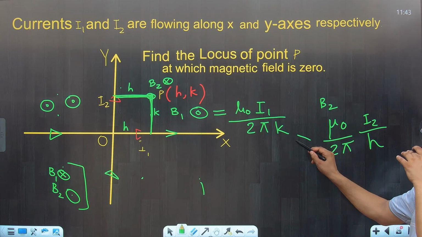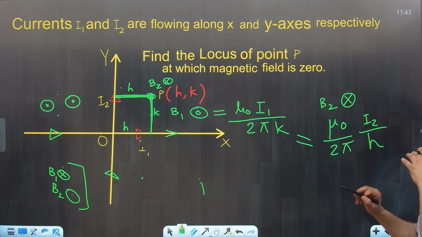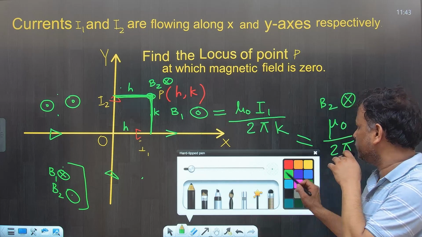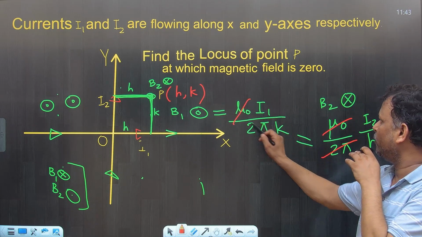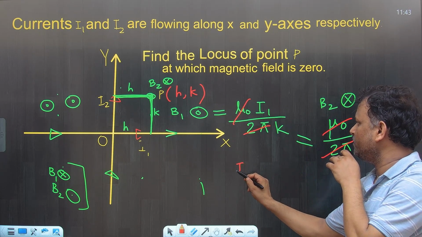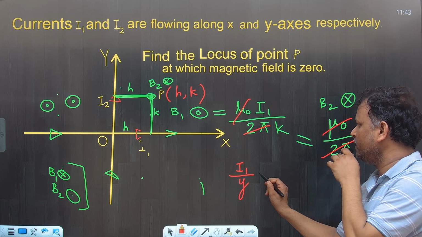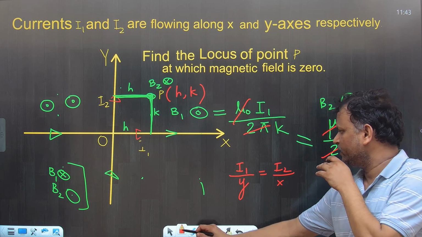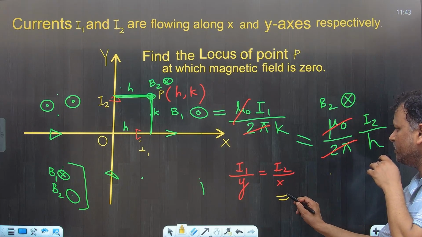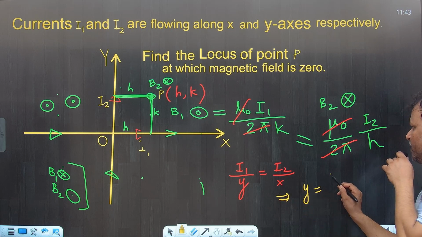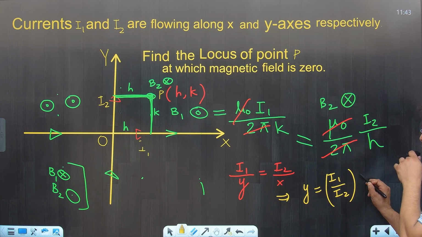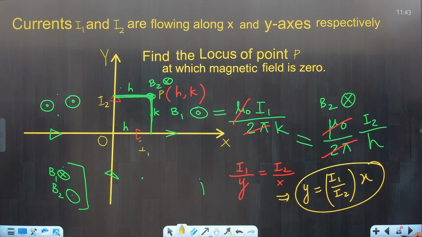Both are equal in magnitude but opposite in direction. So we want magnetic field to be 0, so they will just cancel out. Mu naught by 2 pi will be cancelled out. So you will write I1 by y is equal to I2 by x. So you will get the equation, y is equal to I1 by I2 into x. This is the equation of that straight line on which magnetic field will be 0.